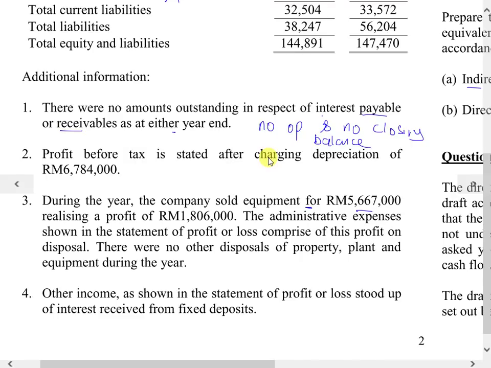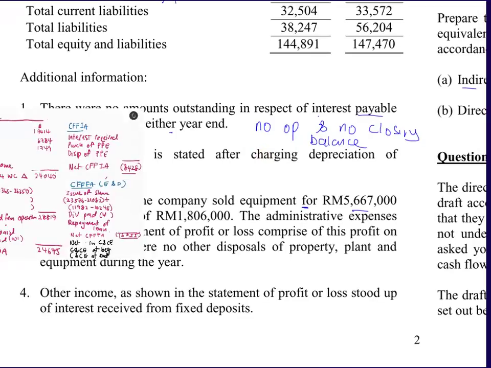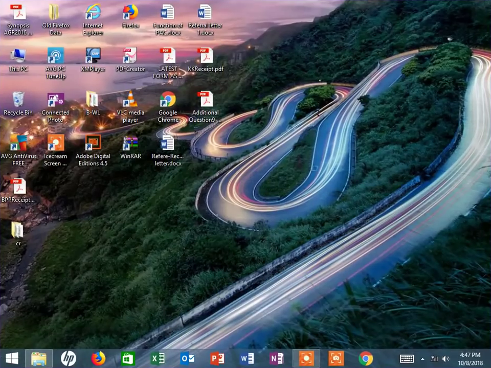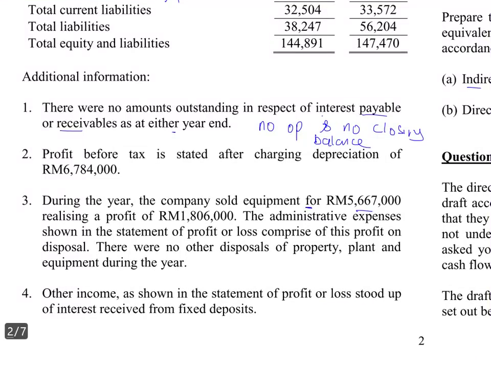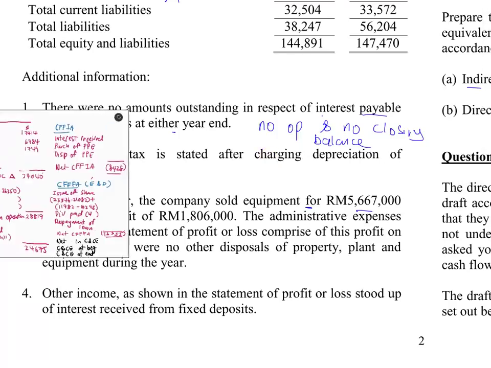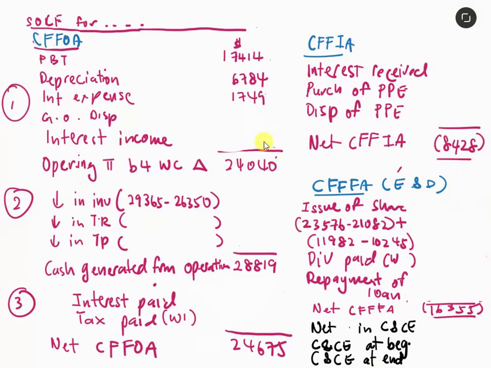Realizing a profit of 1806. You make a profit. Should we adjust gain or loss on disposal? Gain on disposal, should we adjust? Yes. Loss, we need to add. Gain, we must minus 1806. Gain on disposal 1806, we have to minus.